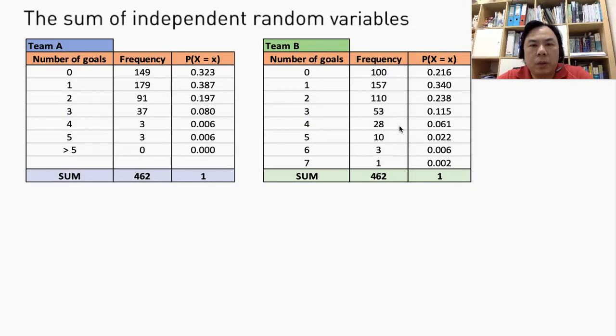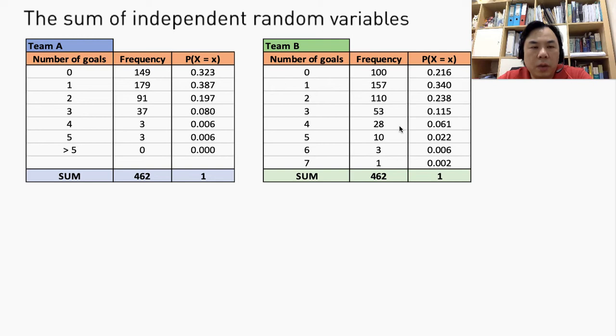All right, so we come to the last applications of probability generating functions. Now, this subtopic is called the sum of independent random variables. I'm going to quote one example from the textbook here.